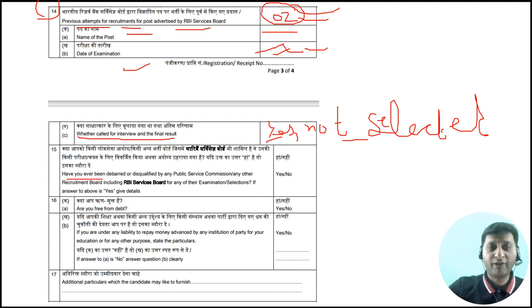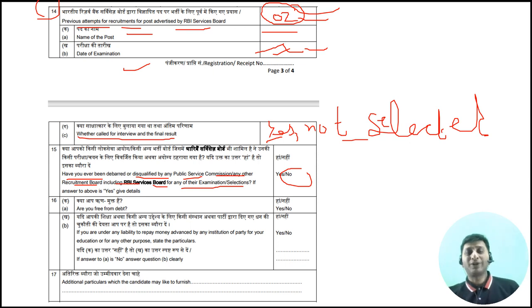Have you ever been debarred or disqualified by a public service commission or any other recruitment board, including RBI Services Board, for any of their examination selections? If the answer to above is yes, please give details. I'm sure the answer here for most of you would be no. You would not want to be in the yes category because then you would have to give the actual details, which have been documented for your disqualification. So that's a very tough question if the answer is yes, but I'm sure most of you would have the answer as no.